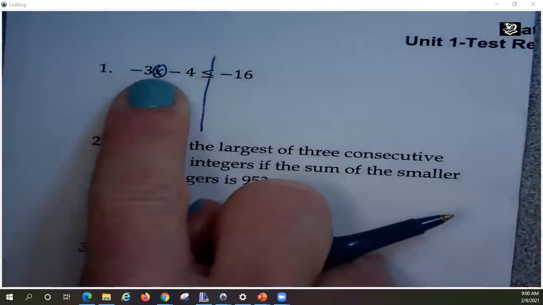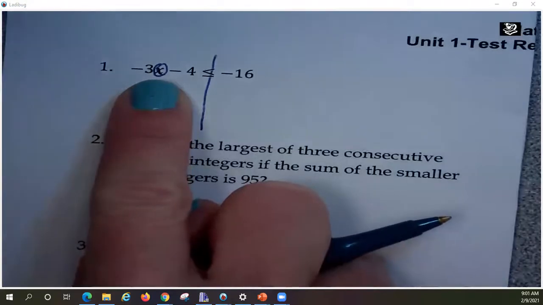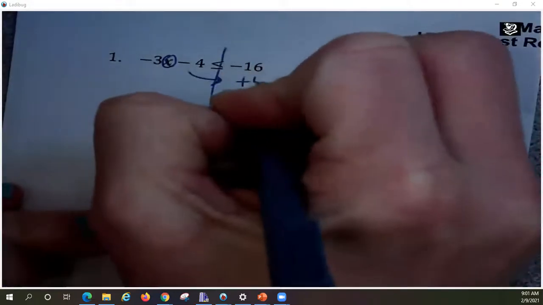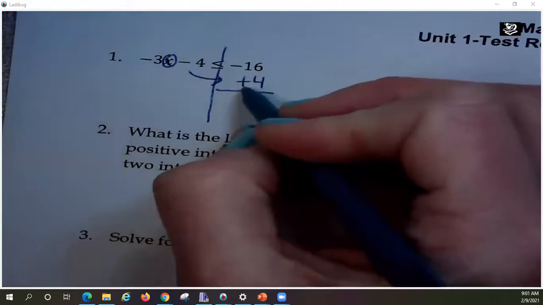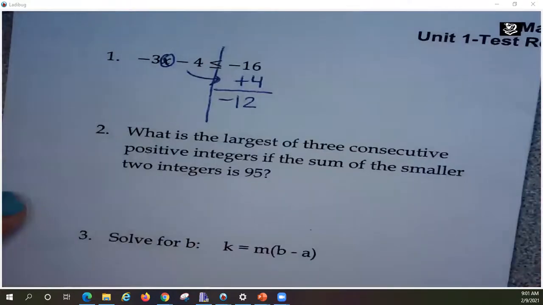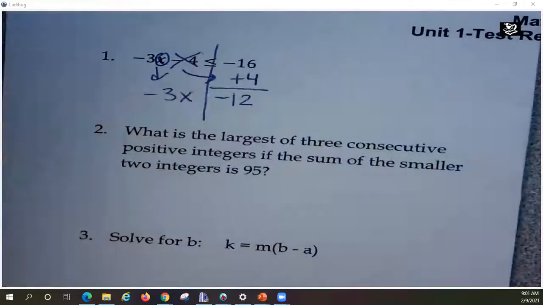Micah H, what number moves to the other side? He said the -4, so I have to add 4. -16 plus 4 is -12. You are allowed to use a calculator, so make sure you're checking your work on that. -16 plus 4 is -12, and then I'm gonna drop down the -3x.